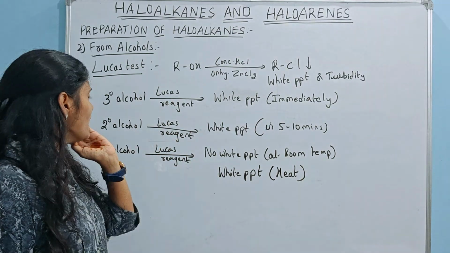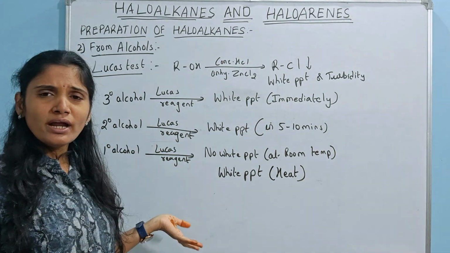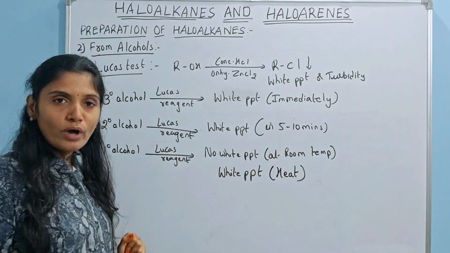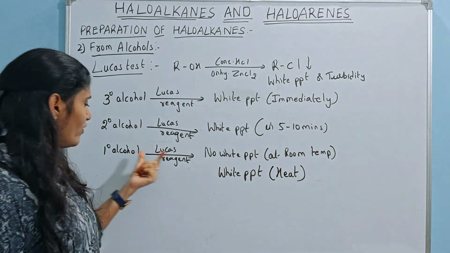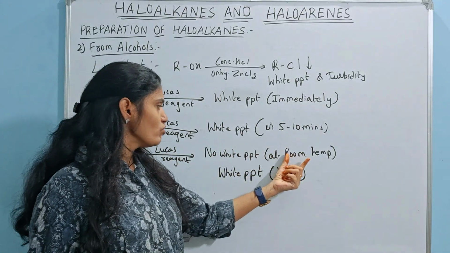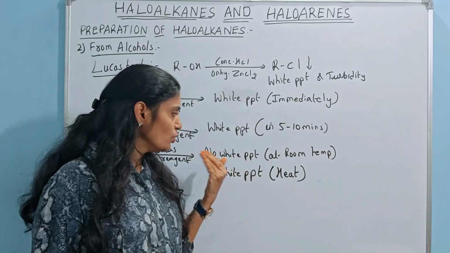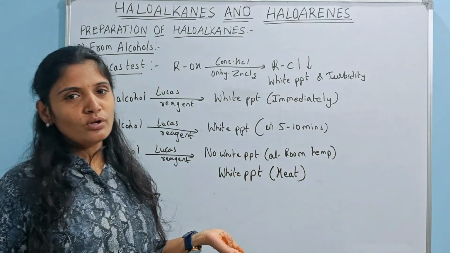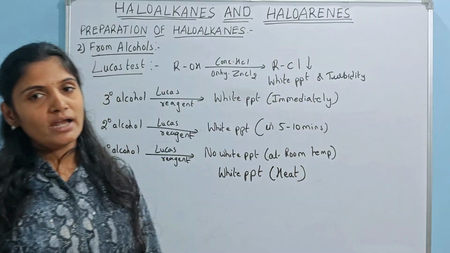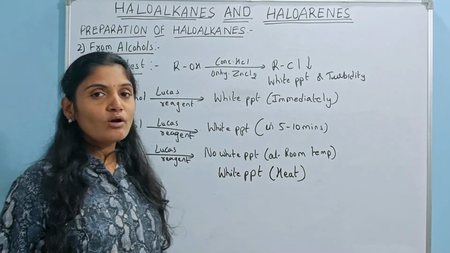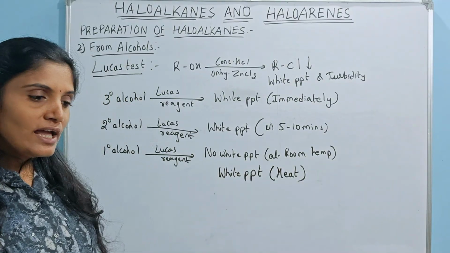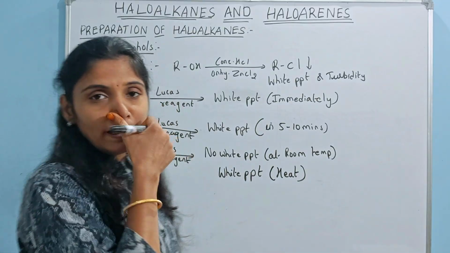The tertiary and secondary alcohols, you need not heat, because they are pretty much reactive with Lucas reagent. Primary alcohols, when they react with Lucas reagent at room temperature, won't form any PPT, but when you heat it, they can form a white PPT. So the reaction of primary alcohols with Lucas reagent takes place when you slightly heat it.